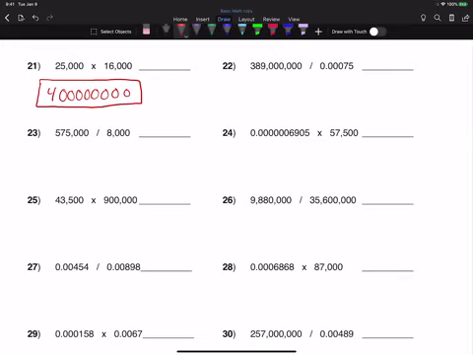So while I could leave this as an ordinary number, I'm asking you to practice scientific notation, please. So write this as a scientific notation number. That's definitely going to be 4 times 10 to some positive exponent. 1, 2, 3, 4, 5, 6, 7, 8. So this is 4 times 10 to the 8th.